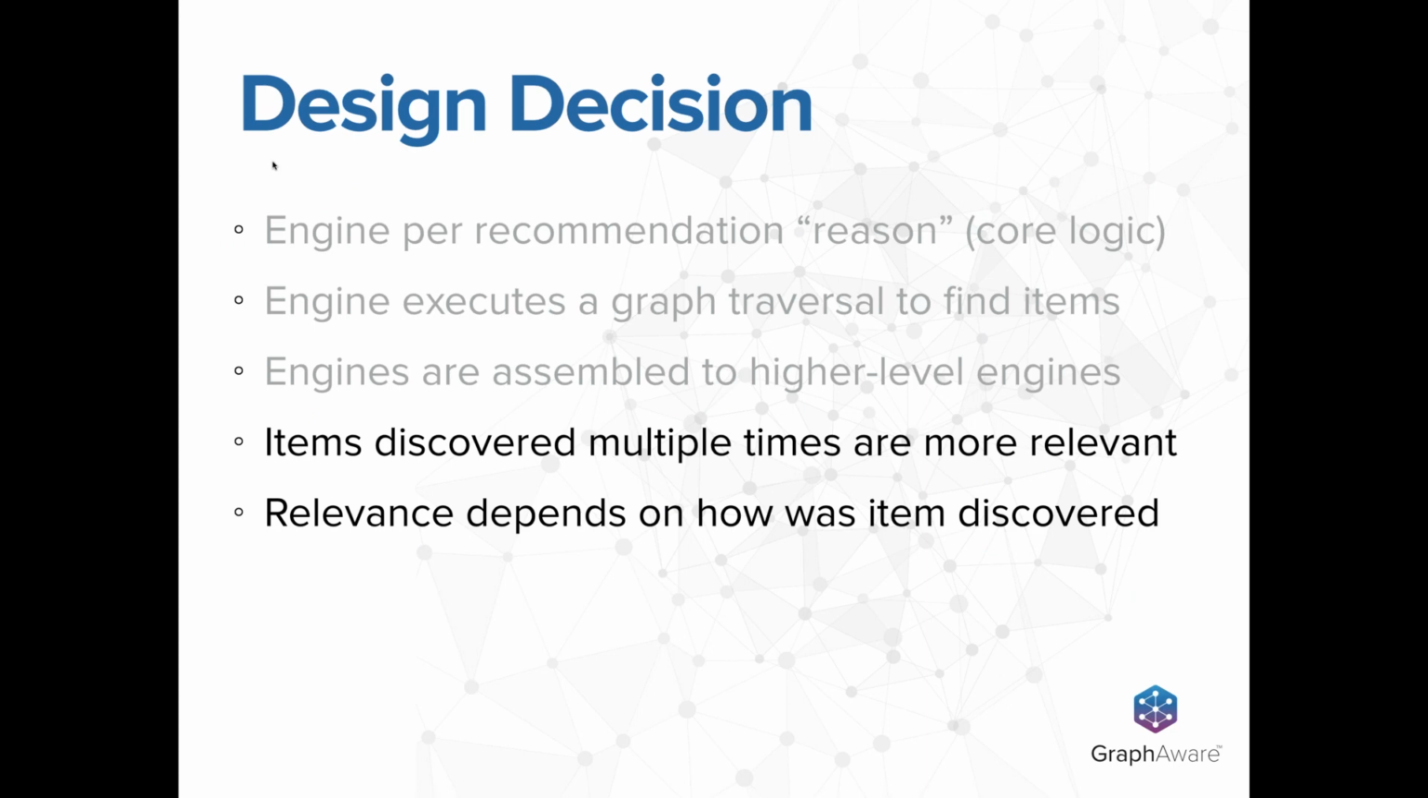The next design decision is that we think that items that are discovered multiple times are more relevant. And I've just demonstrated one way an item could be discovered multiple times, because it was independently discovered by different engines, but it could equally be discovered multiple times by the same engine. So a typical example is people you know in common. If you imagine a graph traversal, you will land on the same potential recommendation multiple times if you have multiple connections in common.